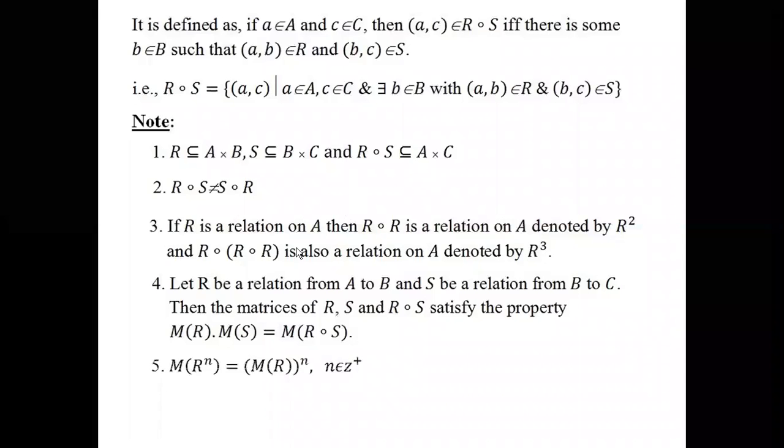Next, matrix of R power n is always equal to matrix of R whole power n. This is true for all n belonging to the set of all positive integers Z.